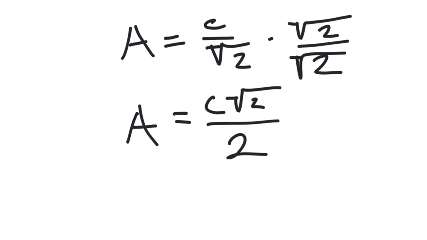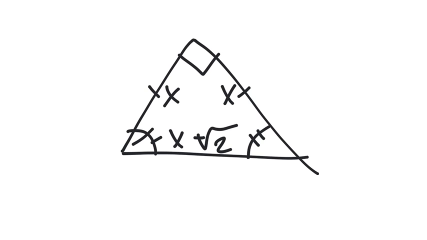And now because we have a root or a radical in the denominator, we don't really want that, so we multiply it by root 2 over root 2, and this way we can get the radical out of the denominator, so it becomes a is equal to c root 2 over 2. Another thing we can infer about right isosceles triangles is that the sides are equal to x and the hypotenuse is x root 2.